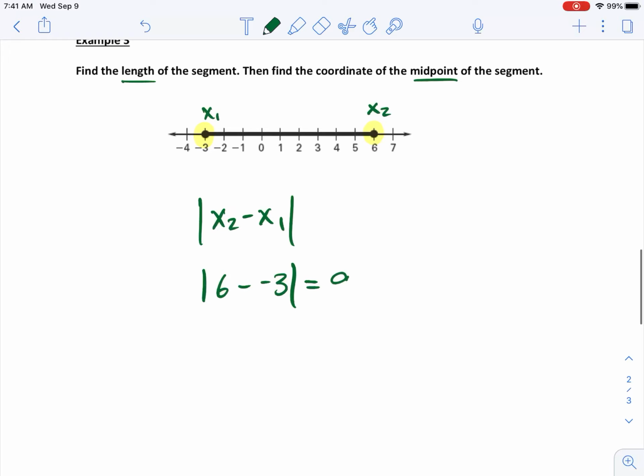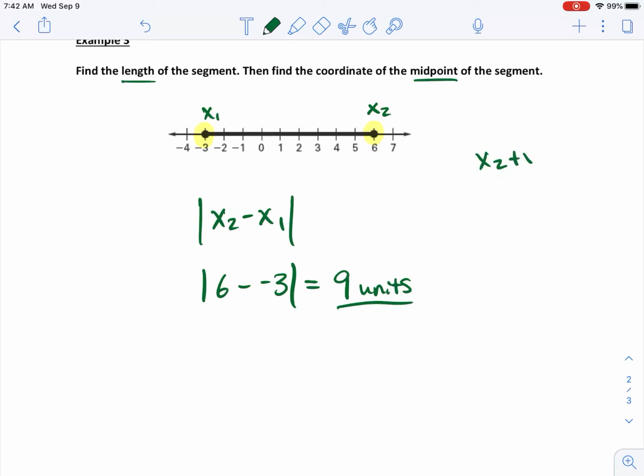And if I do 6 minus -3, again, a minus and negative makes a positive, and I'll get 9. If you want to check your work, you can just count these ones. 1, 2, 3, 4, 5, 6, 7, 8, and 9, which is exactly what we got down here. So for the distance of the segment, the distance is 9 units. So 9 units is our distance.